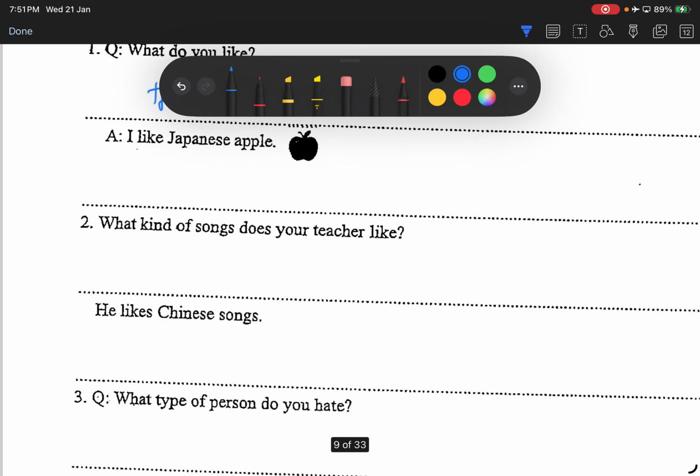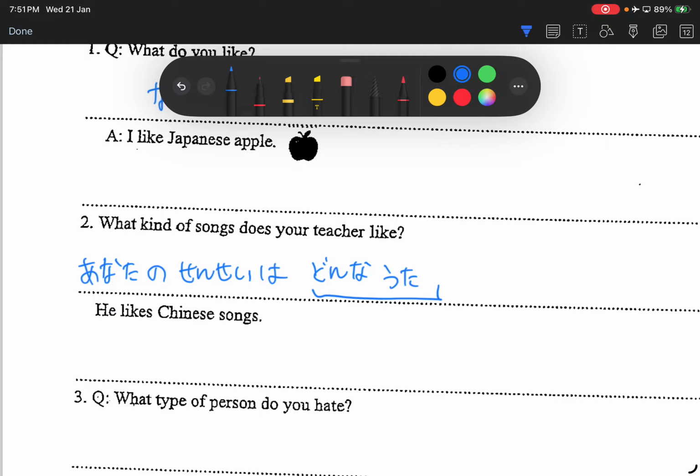So he started off very well. Anata no sensei wa, your teacher. Anata no sensei wa donna uta, what kind of song. So song is an object, so we use ga. Ga suki desu ka. Okay, because suki is our adjective, we need to have something to like. So something to like means we need a ga to tell us what is the object.